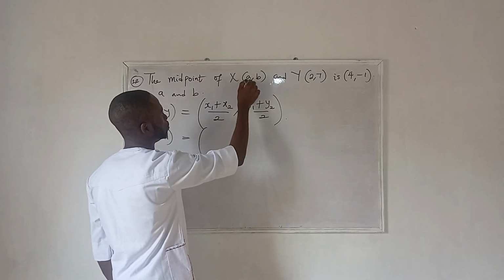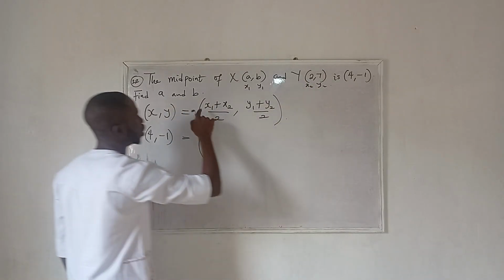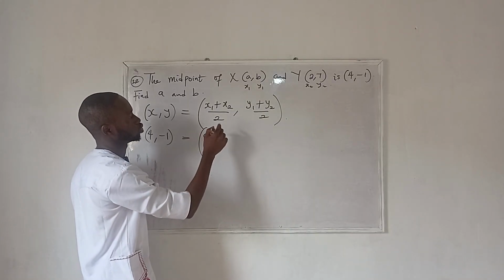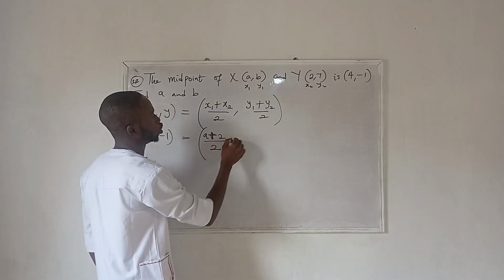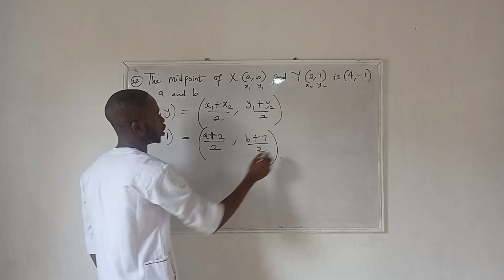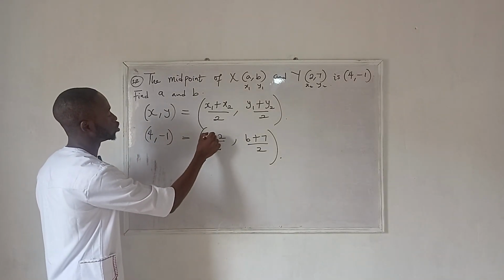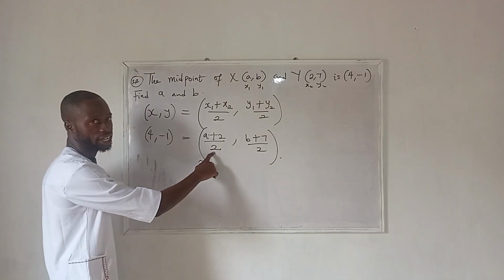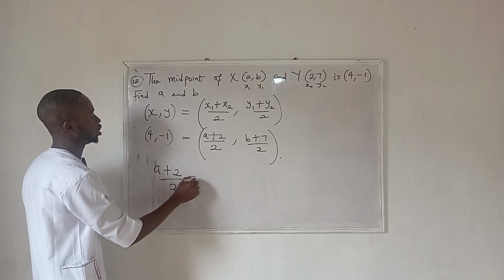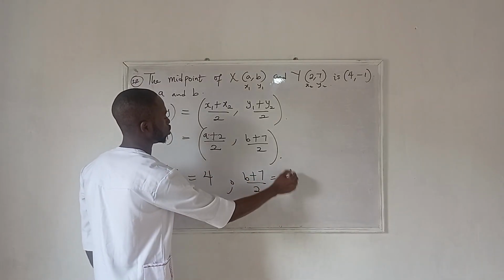Then is equal, what's my x1 now? If I put the points x1, y1, what about here, x2, y2. So our x1 in point x is a, then our x2 is 2 over 2, comma, y1 is b, then y2 is 7 over 2. Now, what we do is equate this 4 to this first point here, because this is point x and this is point y. So I would have that (a plus 2) over 2 is equal to 4, because they are equal to each other. Then I have (b plus 7) over 2 is equal to minus 1.